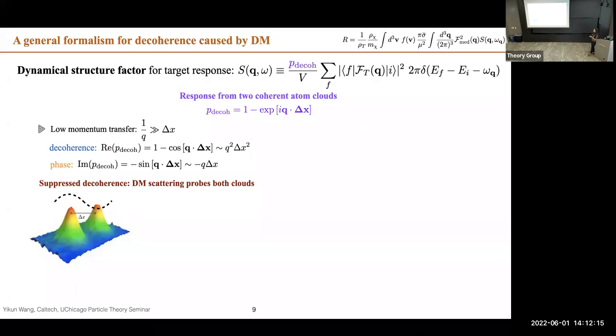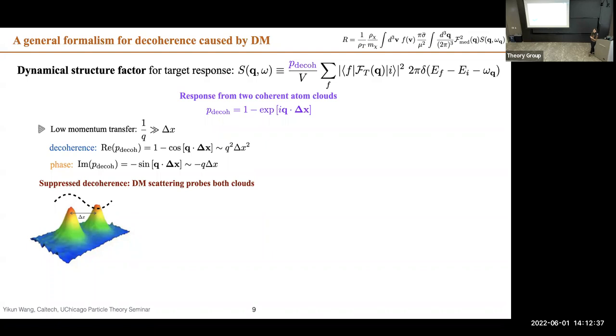So the decoherence, which corresponds to the real part of your decoherence factor, is suppressed by 2 powers of your momentum transfer, and the phase is only suppressed by 1 power. That means if I go to really low Q, I'm going to have a very small effect from decoherence and phase shift. Sorry, the momentum transfer with respect to delta x.